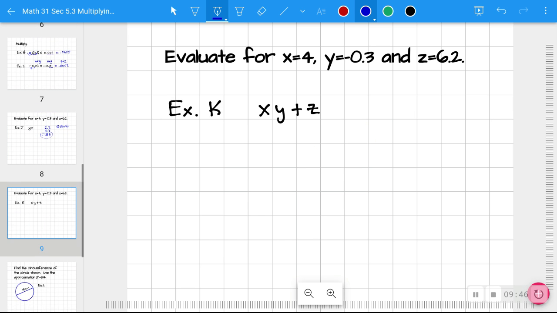Okay, example F is a similar one. It actually involves multiplying x and y, and then later we'll add the z. So first of all, 4 times negative 0.03.